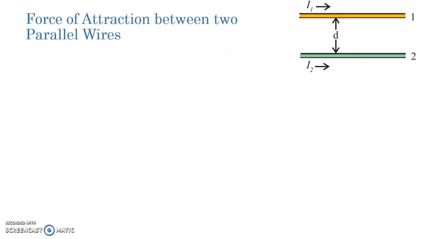Now let us study about force of attraction between two parallel wires. Let us consider two wires which are placed parallel, and current I1 is flowing through the first wire and current I2 is flowing through the second wire in the same direction as the first wire. Both the wires are placed at a distance of d from each other. Consider section of length L of both the wires.